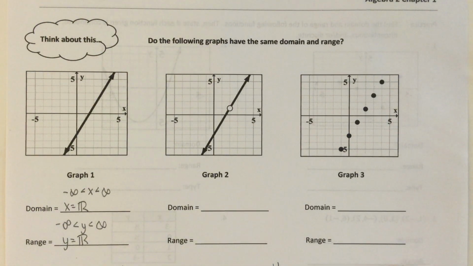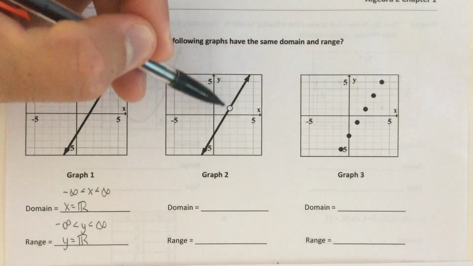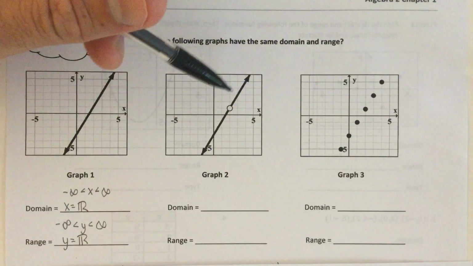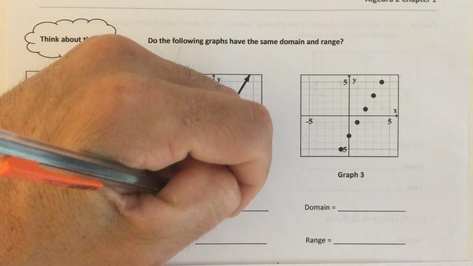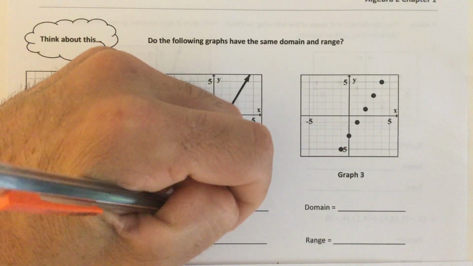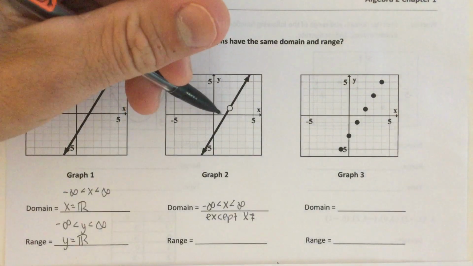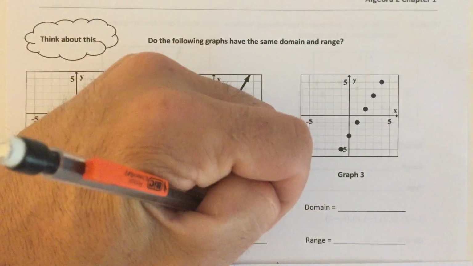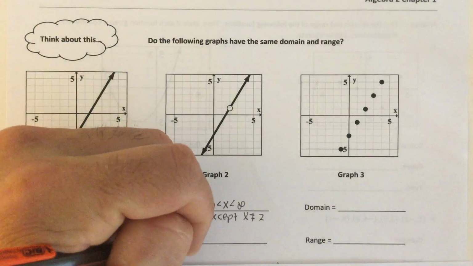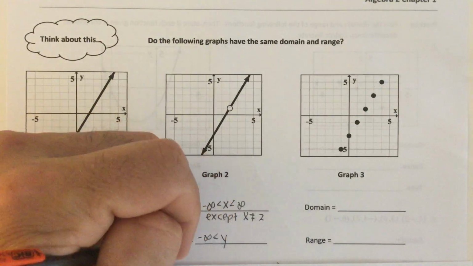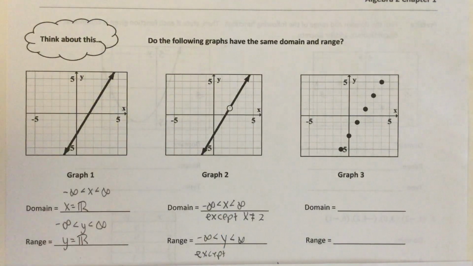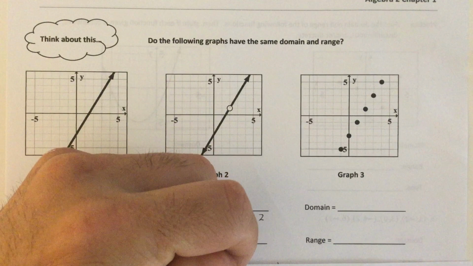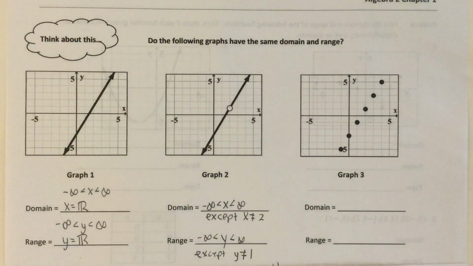So for graph 2 here, it's the same thing, it's just we have an open dot here. So what we're going to do is we can write that exception. There's just one single number that doesn't work. So I can write negative infinity less than x less than infinity, except x cannot equal 2. That point has an x value of 2. The range, again, we'd write the same thing: negative infinity less than y less than infinity. And again, we just write the exception because there's one number that doesn't work. In this case, it's a y value of 1. Y cannot equal 1.